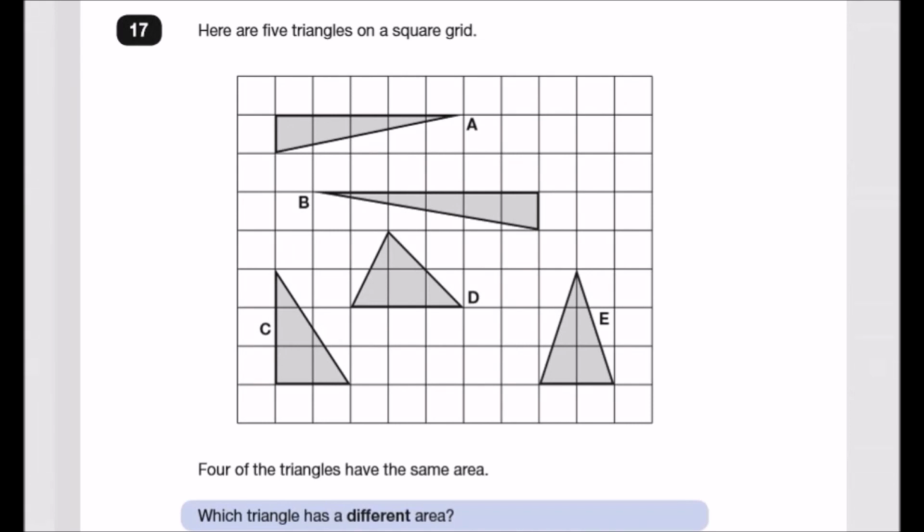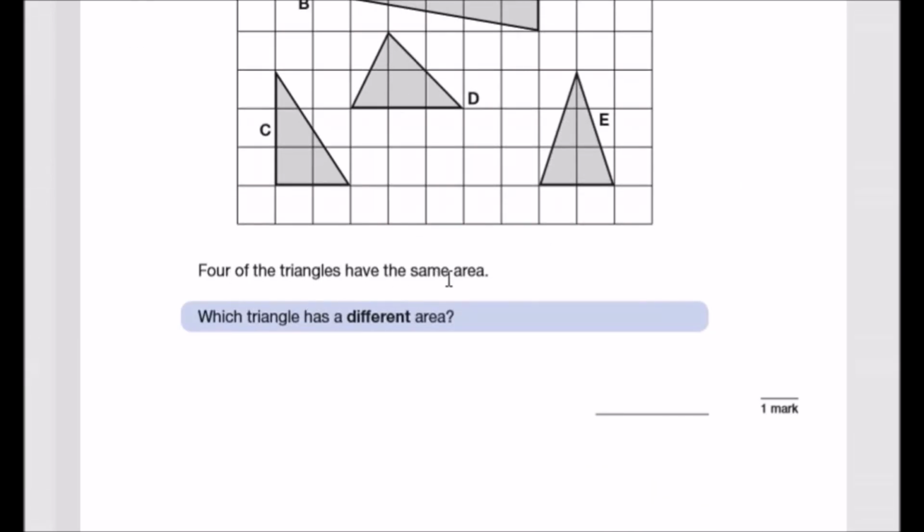Okay, number 17. Here we go. So here are 5 triangles on a square grid. All right, so it looks like we have various triangles. We just have to have a quick look at them. So one with length 5, length 1, and so on. 4 of these triangles have the same area. Which triangle has a different area?